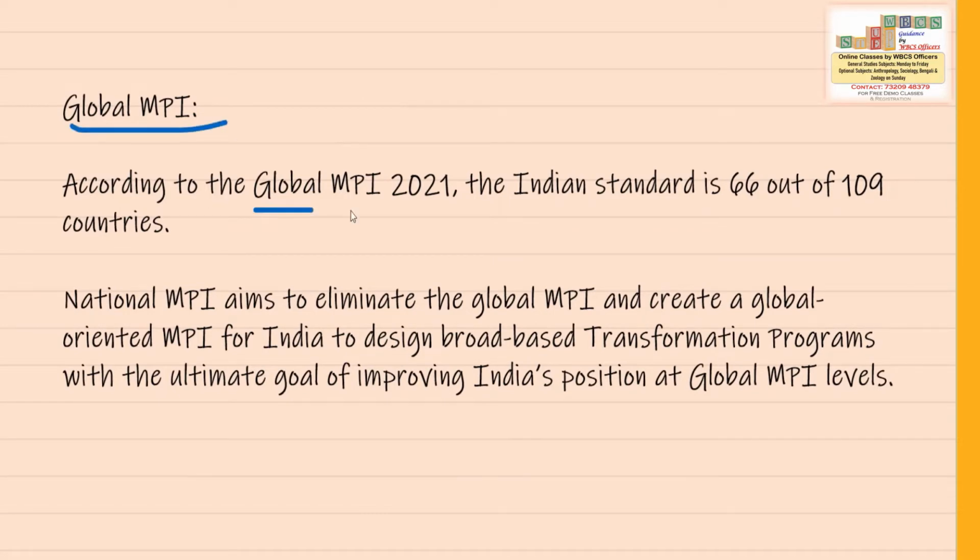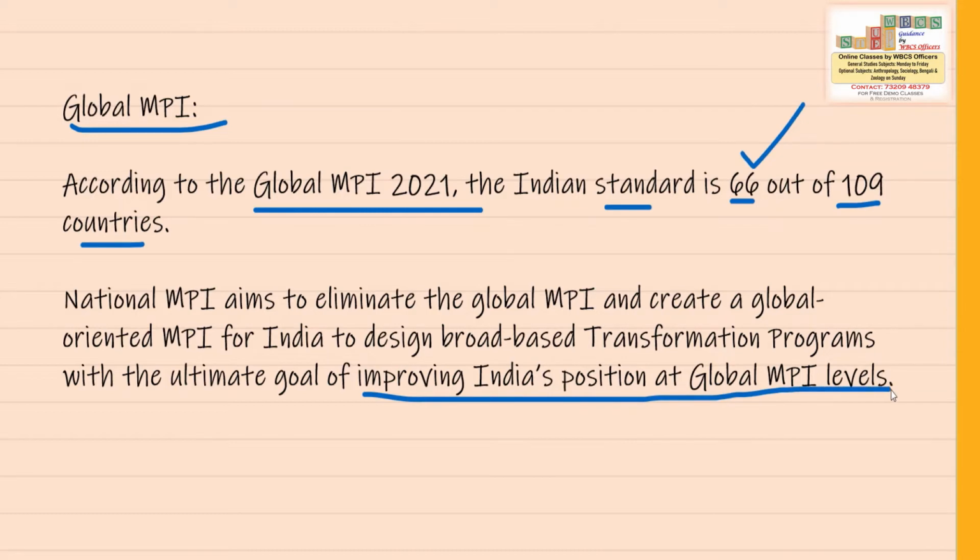According to Global MPI 2021, India's standing is 66 out of 109 countries. So it's midway, 66 out of 109 countries. The National MPI aims to eliminate the gaps of the global MPI and create a globally oriented MPI for India to design broad-based transformation programs with the ultimate goal of improving India's position at global MPI levels. So the national MPI is trying to better India's performance under the parameters of the Global MPI 2021 level.